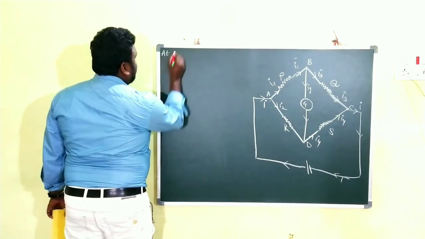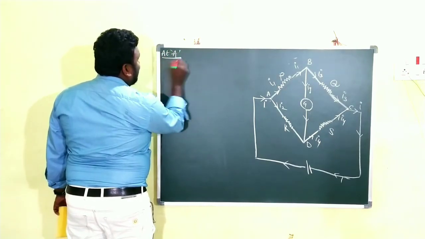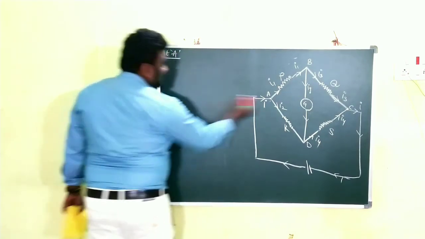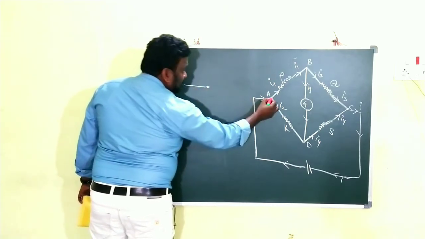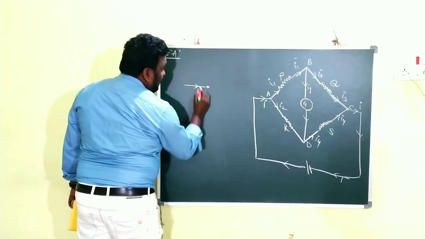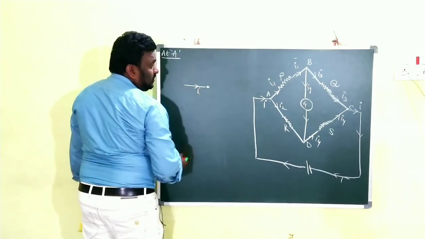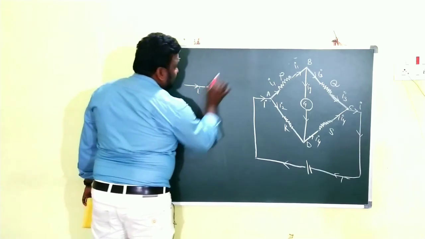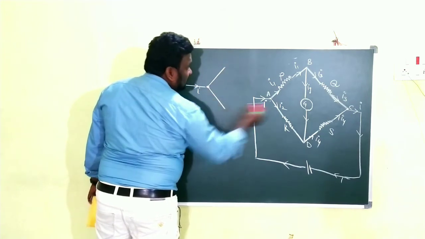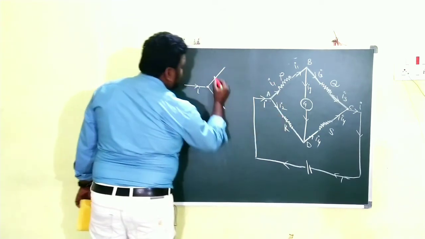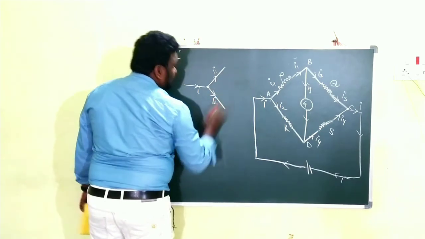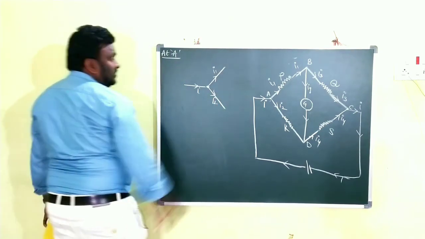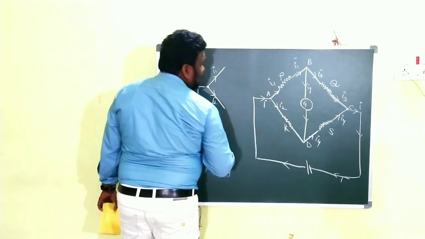Now, first thing is at junction A. Simply I am writing A. So children, you have to observe, this is the point A. I am showing here. This is I. Clear? And the current splits into how many ways? I1 and I2. So I is equal to I1 plus I2.